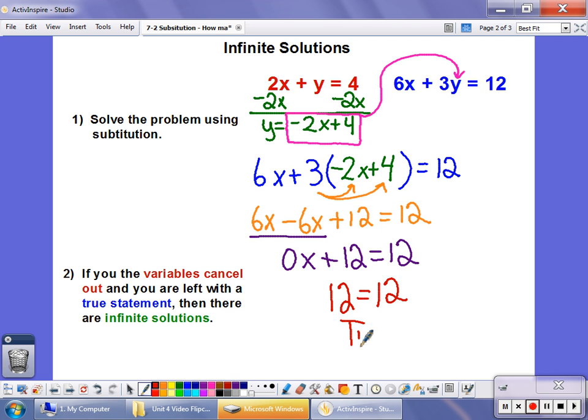Well, when you have a statement where your variables cancel out and you're left with a number sentence that's true, what this means is you have infinite solutions. Okay? So whenever you get a number sentence that's true, that means there are infinite solutions. These were a pair of coinciding lines. Now, that's not the only other situation you'll see. Watch what happens in this problem.